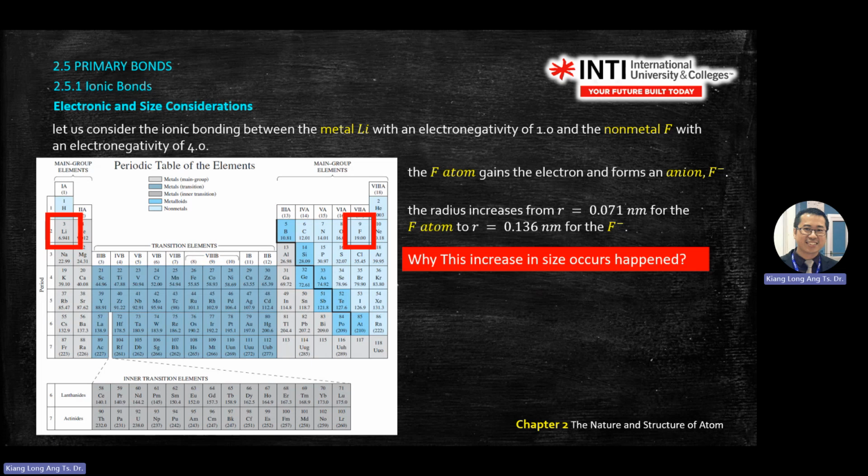No, positive cannot change one. The charge cannot change, fixed already. Because of an increase in radius, because being attracted.